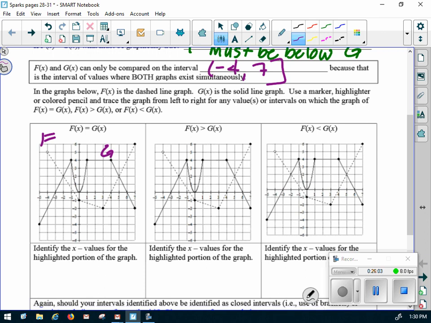You got your highlighter? Remember, F is dashed, G is solid. Use a marker or highlighter and trace the graph from left to right for any values or intervals that make these true.